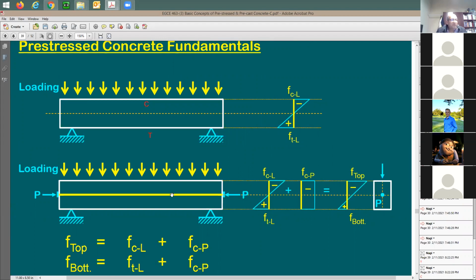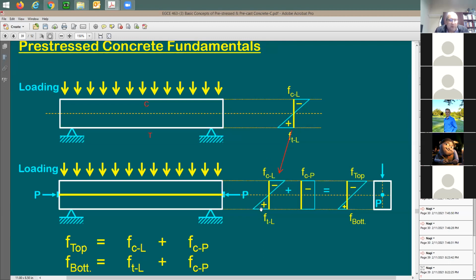Now due to the compressive force, I'm going to have a stress throughout the entire beam section. It's going to be called F sub CP, which means the stress due to the force is going to be all compression. Because of the loading, I can just copy the stress distribution from here. This is going to be exactly a copy. Just copy it here, right?